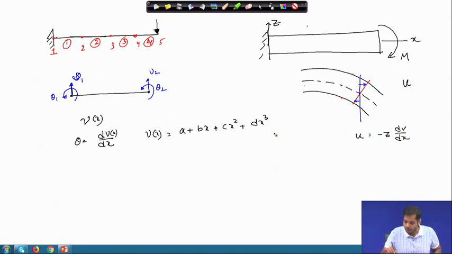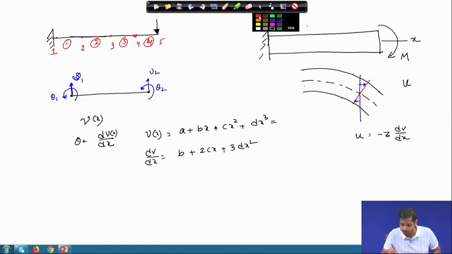So what will be dv dx? dv dx will be b plus 2cx plus 3dx square. Suppose this is equation number 1 and this is equation number 2. From the first equation, satisfied at every node, we get two equations, and satisfying the second equation at both nodes we get another two equations. So, let us do that.